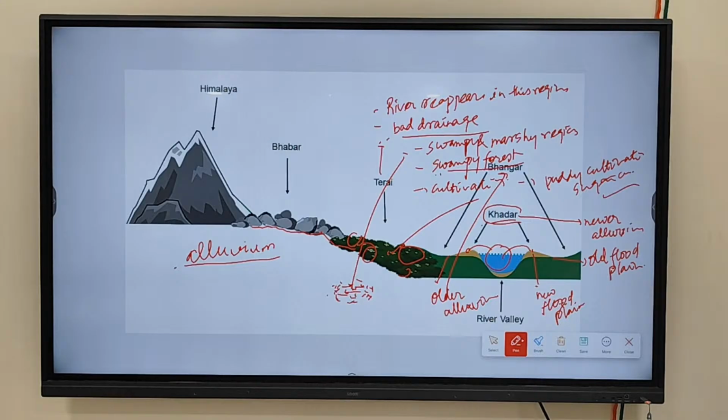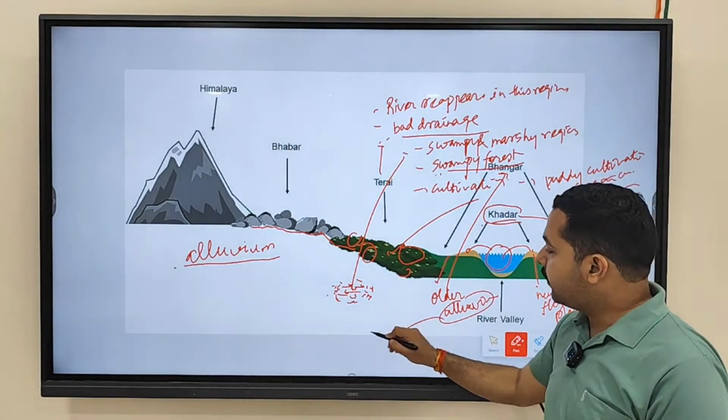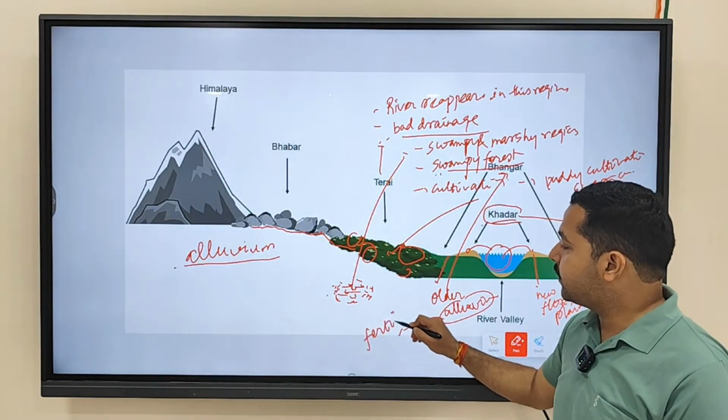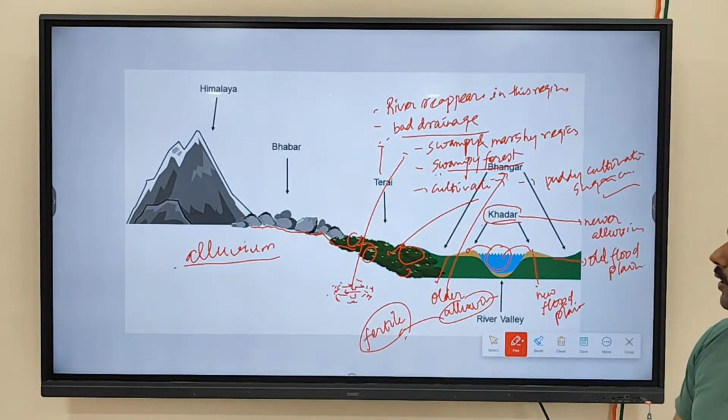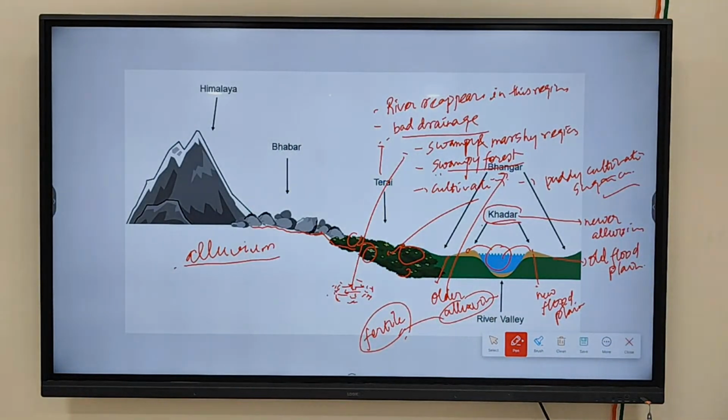Which area is extensively used for cultivation? Now these alluvium are fertile. That's why they are extensively used for cultivation. Which area is going to be used much for cultivation, khadar or bangar? It is bangar that is being used much for cultivation.